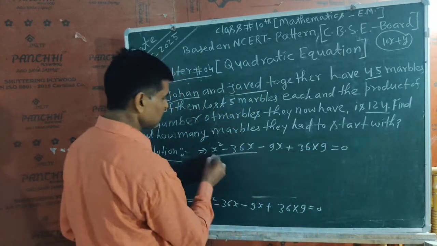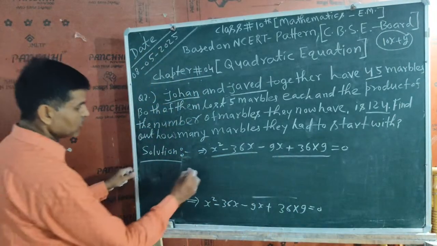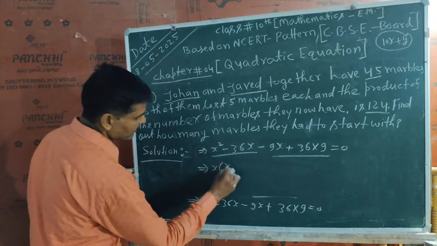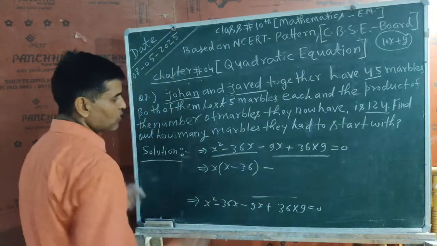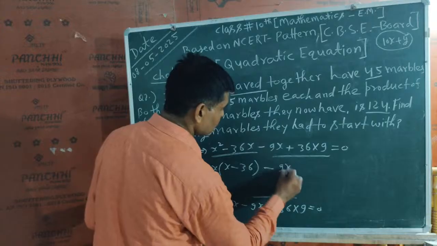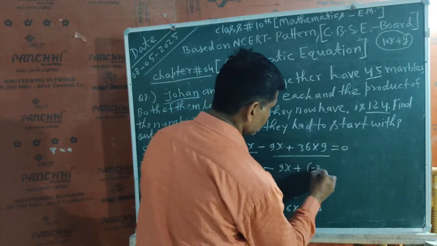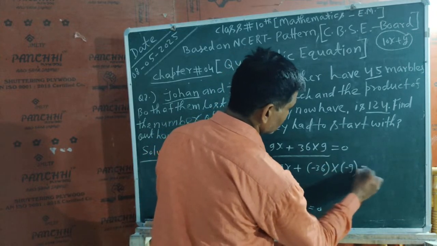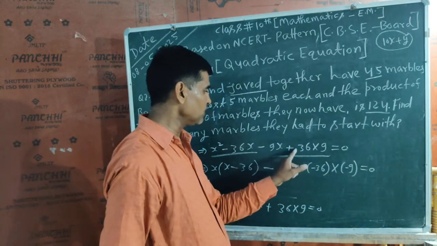Now in both terms I will take common. So here I will say x is common. Now here I will write x minus 36, and here I am going to arrange: x into this one, plus minus 36 into minus 9, which is equal to 0, because multiplication of minus and minus will become plus.